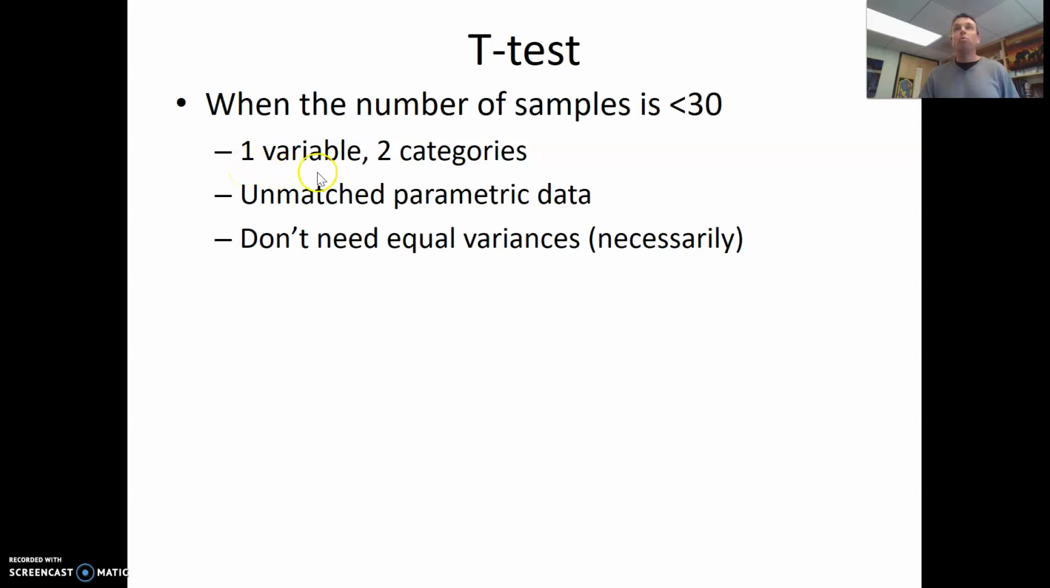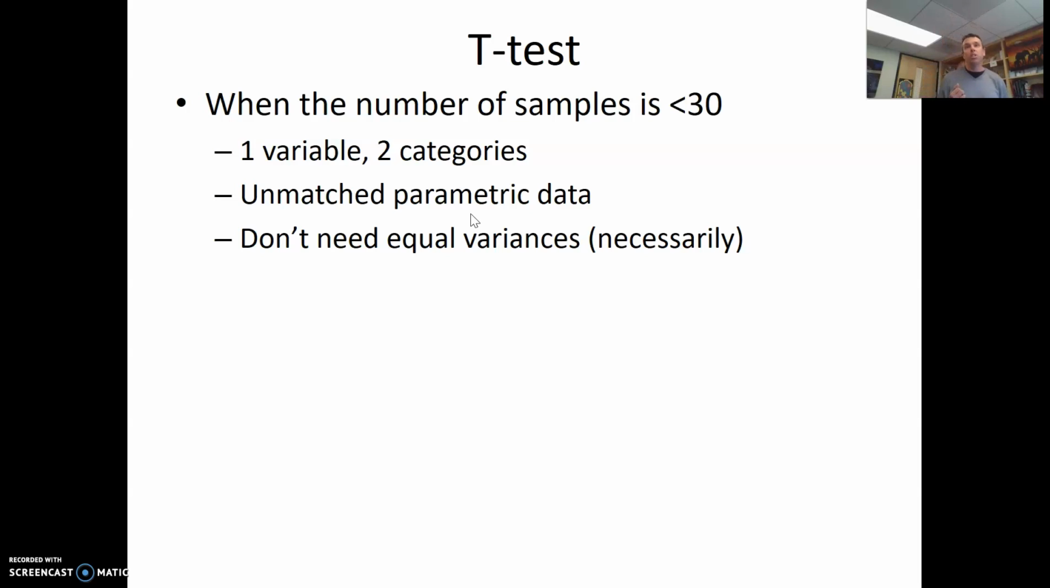It means you have to have one variable, two categories. Variable means you're changing one thing. Two categories means you have two groups. So really you're only comparing two different groups, control and the test group, and that's it. It allows you to do statistical analysis if you have unmatched parametric data.